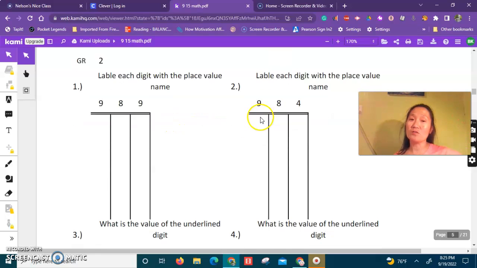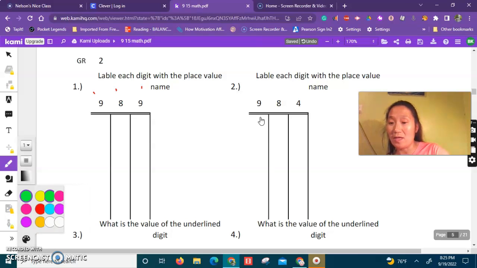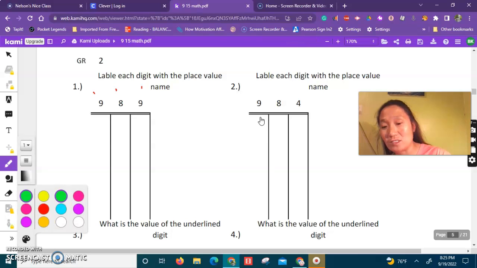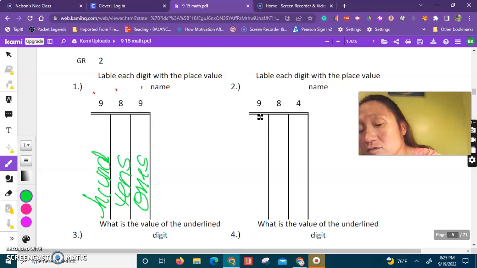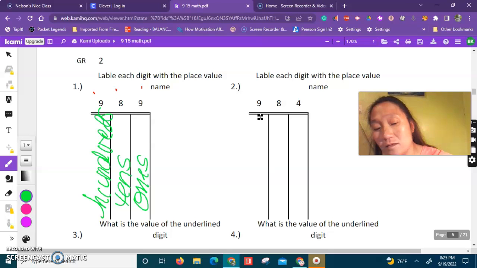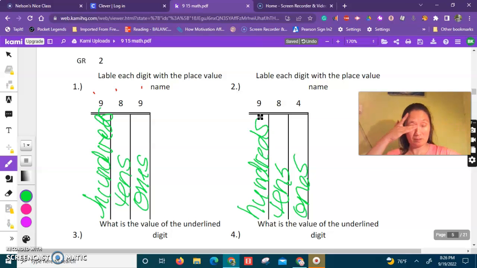All we're doing on this one is labeling each digit. This is a digit. We have 3 digits there, and we are just going to label each place value with its name. So let's get started. Here's the ones place, here's the tens place, and here's the hundreds place. Ones, tens, hundreds. Simple.